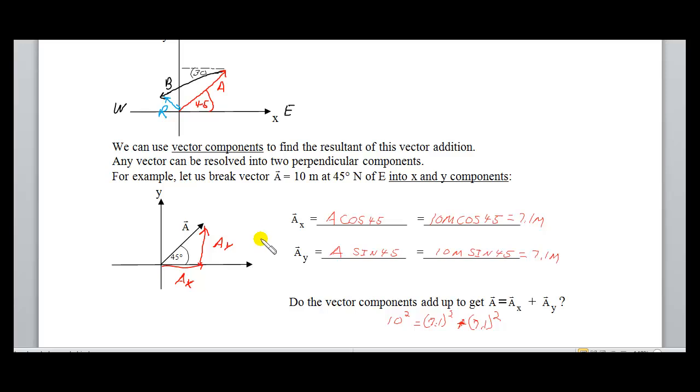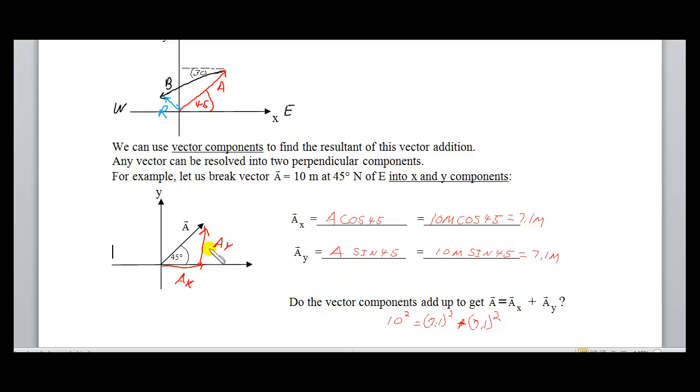Okay, let's see what we have. For the x component, that is, that component that lies along the x-axis, we can find that by using the cosine function. The cosine of 45 is the adjacent, a sub x, over the hypotenuse A, and therefore that component a sub x is A times cosine 45, or 10 meters, which is the magnitude of vector A, times the cosine of 45, comes to about 7.1 meters.